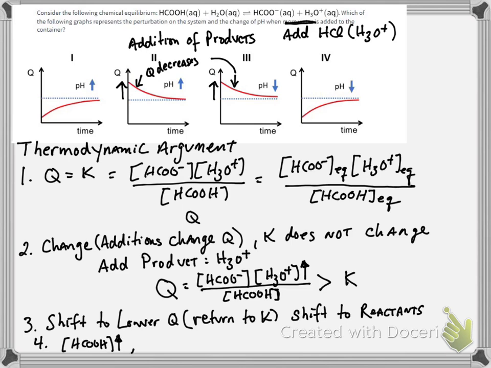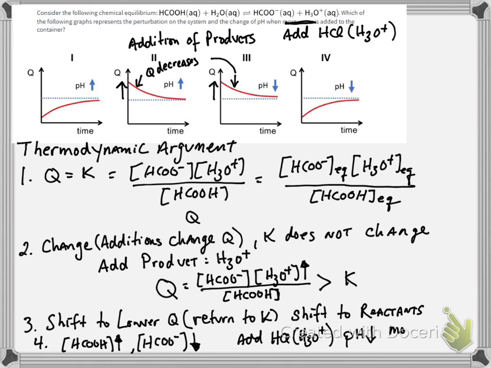So in the shift to the reactants, that means the reactant concentration has to go up. And the other product concentration, HCO-, must go down. It must be consumed by the reaction of taking products and moving it over to the reactants. And in this case, H3O+ increases, even though we shifted away from it.